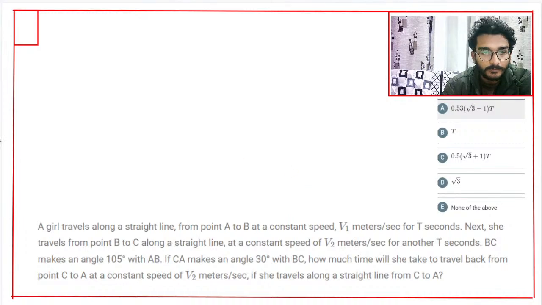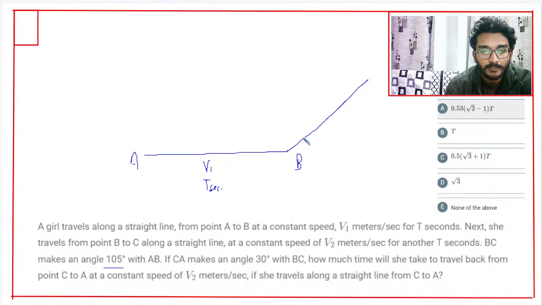Okay, so let me start. A girl travels along a straight line from point A to B at a constant speed of v1 for t seconds. Next, she travels from B to C, and there is an angle of 105 degrees, at a speed of v2 for another t seconds. So basically the distances are given: v1t and v2t. So these are the distances.